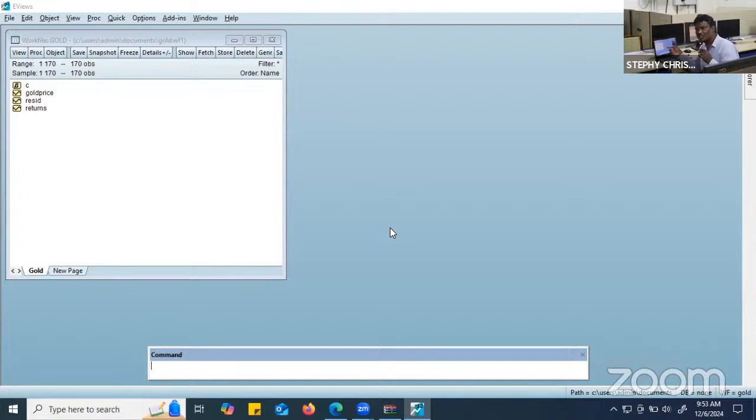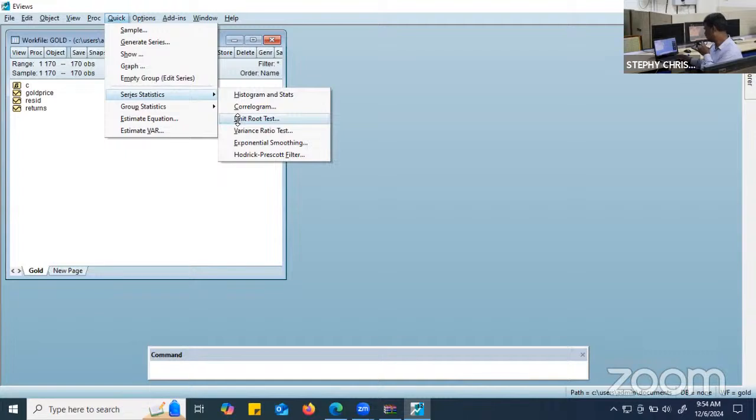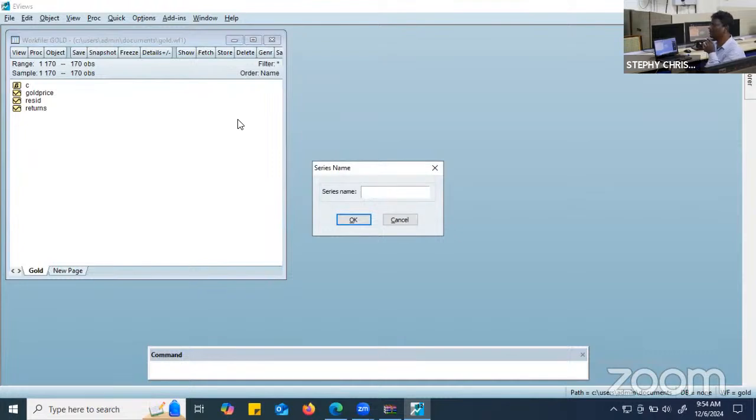Okay. Madam, you got the screen? You just open this? Now, go to Quick. There are shortcut methods also, it's up to you. Go to Quick and there is Series Statistics. You can see Unit Root here. Click the unit root. Why is it under series statistics? Because the unit root test is confined to a single variable, a single series. You can't conduct the unit root test for a group of variables. It is for a series.